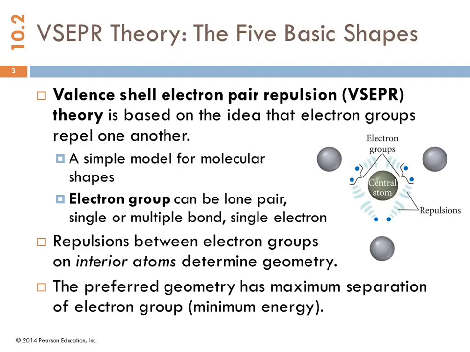So the electron group can be a lone pair, a single bond, or a multiple bond, or if you have a radical, it can be a single electron. And we're looking at repulsions between electron groups on interior atoms. We don't care what lone pairs are on this terminal atom. That doesn't affect the shape at all. We're just looking at atoms that are in the interior of the molecule. And the preferred geometry is going to have maximum separation of electron groups. That's going to give the minimum energy. It'll be most stable.